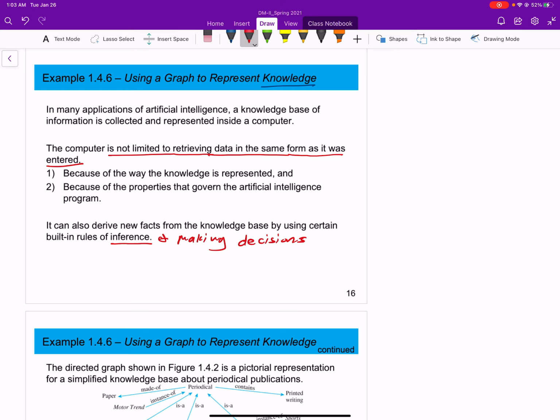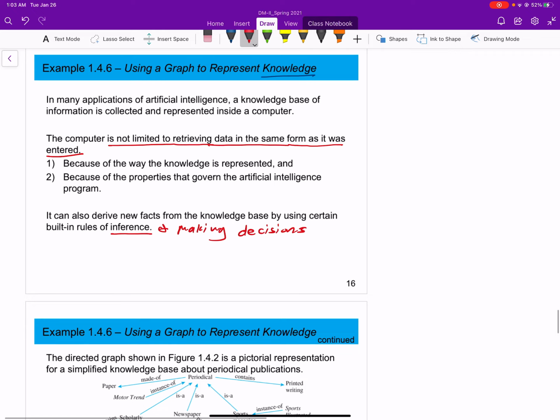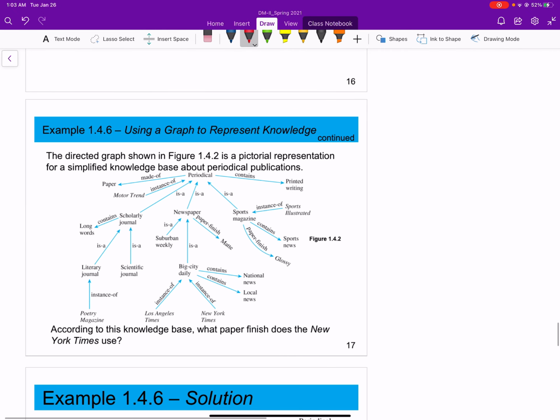Making decisions. All right, so let's move to the example with details. There's a directed graph. Okay, this is like a tree actually. The directed graph shown in figure 1.4.2 is a pictorial representation for a simplified knowledge base about periodic publications. Okay, this graph is about periodic publications.